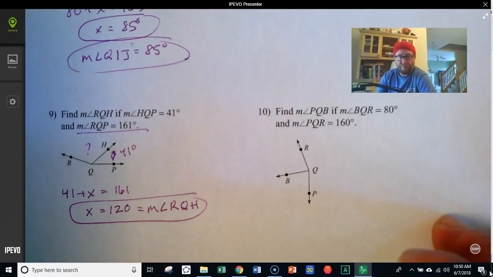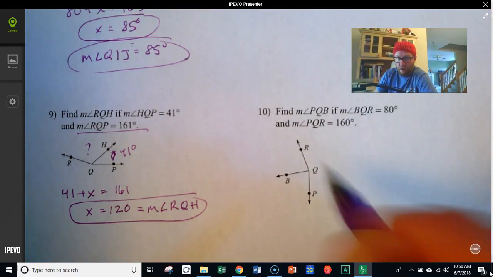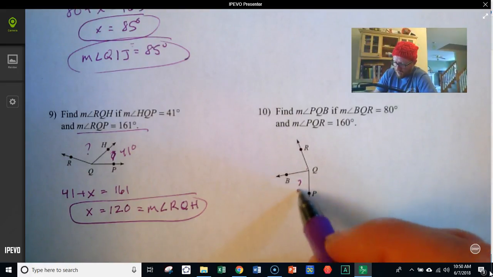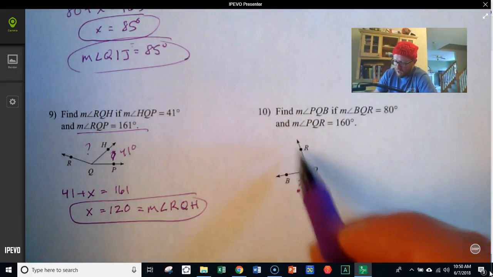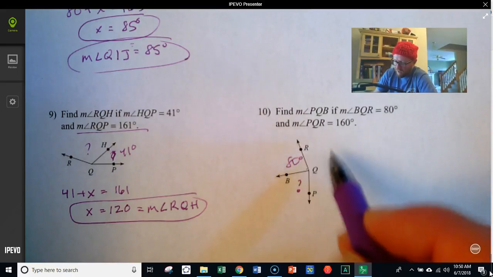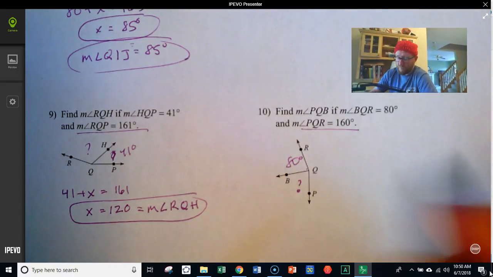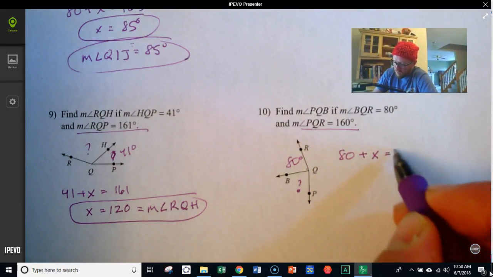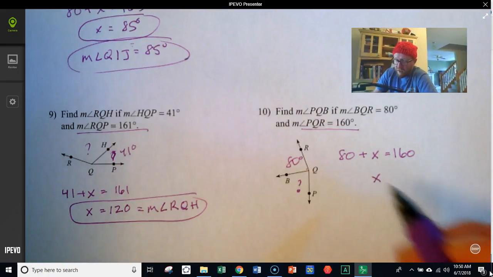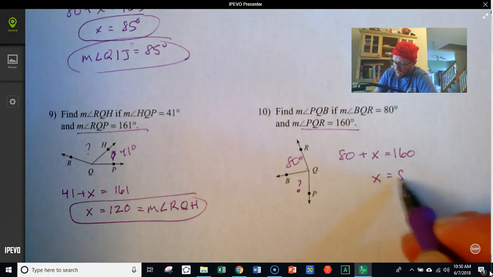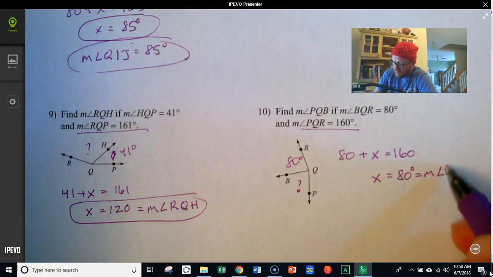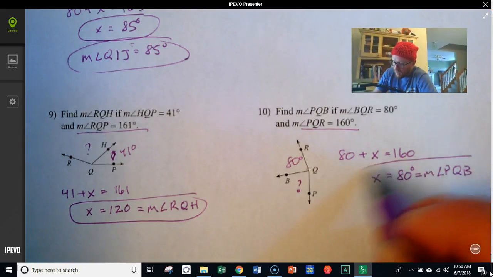Over here, we're supposed to find PQB. So let's see, PQB, there's our unknown. BQR is 80 degrees, and our big angle is 160. So we're just going to say that 80 plus our unknown equals 160. Take away 80 from each side, and we get X equals 80 degrees, which is the measure of angle PQB. Okay. Let's see a couple more here.